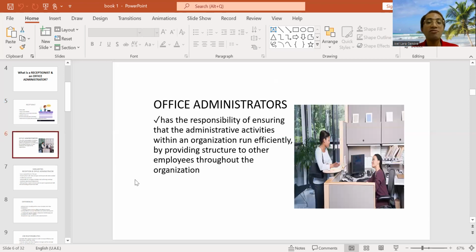Page 6. Office administrators have the responsibility of ensuring that the administrative activities within an organization run efficiently by providing structure to other employees throughout the organization. Office administrators, that means you are giving instructions. That could be your job, right?